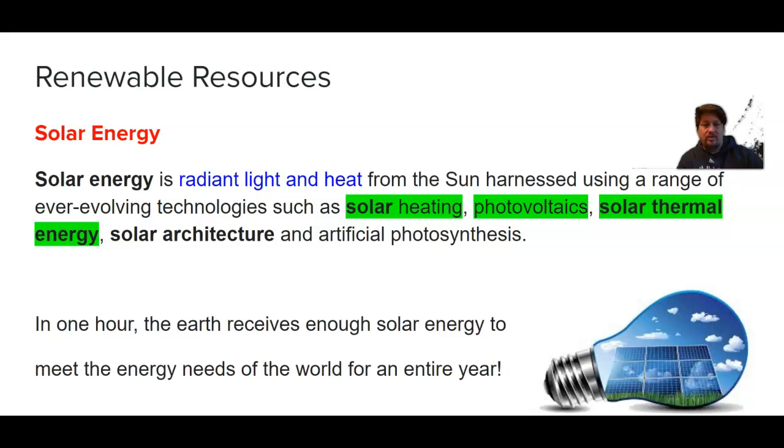In 1 hour, the Earth receives enough solar energy that if we were able to harness it all, we could power the entire planet's energy needs. 1 hour. So every day, we're getting 24 times the amount of energy we need for the entire year. We just aren't able to harness it all yet.